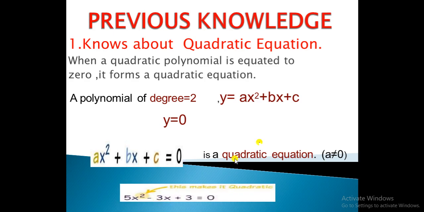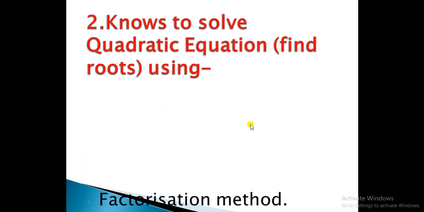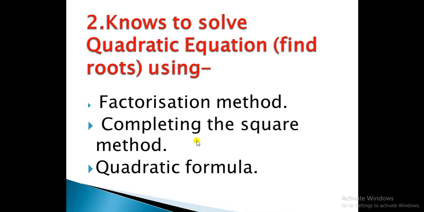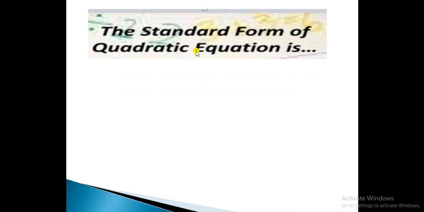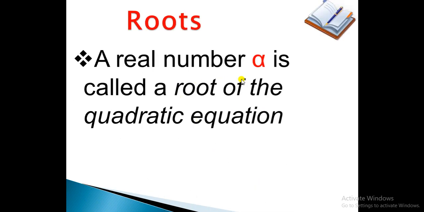Example, 5x square minus 3x plus 3 equals to 0. You also know how to solve the quadratic equation, that is by using the factorization method, completing the square method and quadratic formula method. So you are familiar with these three methods to find out the roots of an equation. The standard form of the quadratic equation is ax square plus bx plus c equals to 0, where a not equals to 0. The quadratic formula is x equals minus b plus minus under root b square minus 4ac upon 2a. Now let us see the roots.